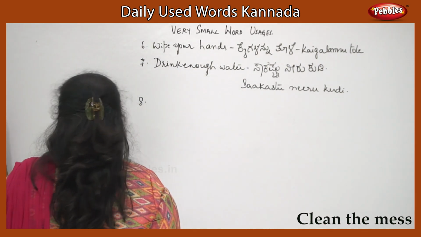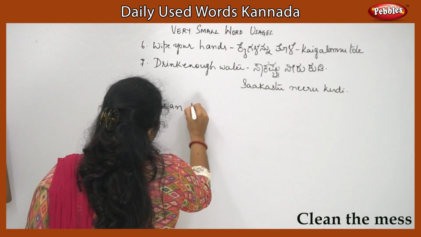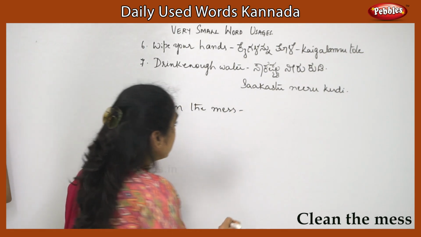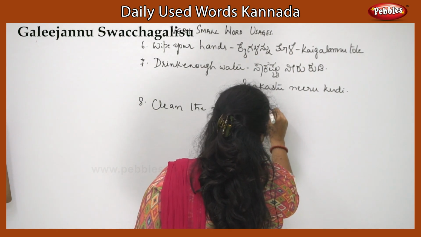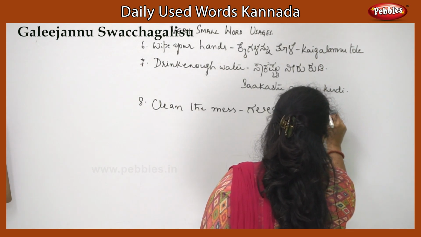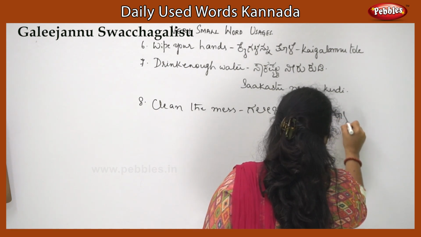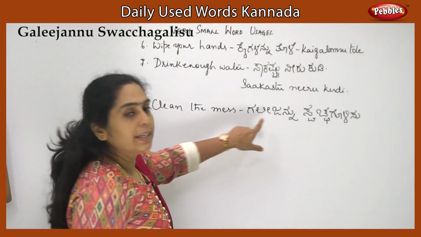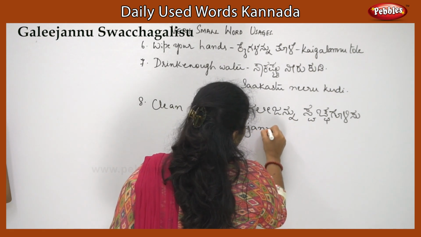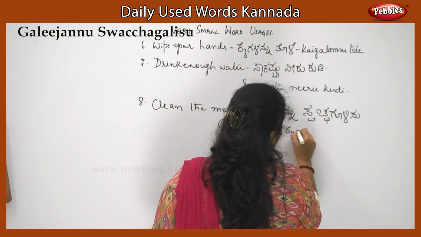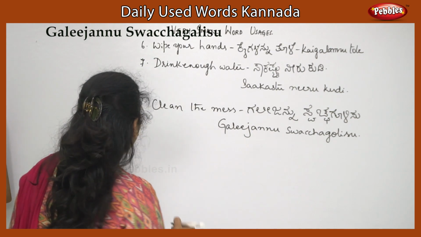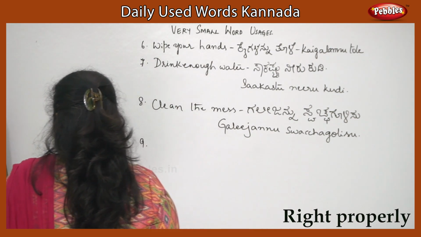Eighth one. Clean the mess. Clean the mess. Mess is galiju. Galijannu. Clean is swach. Swachagolisu. So mess is galiju. Clean is swach. Galijannu swachagolisu. Clean the mess, galijannu swachagolisu.